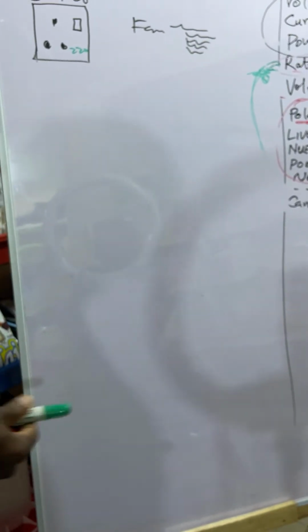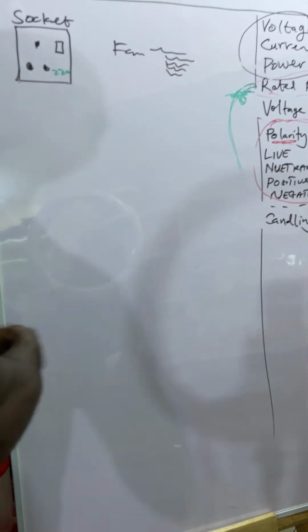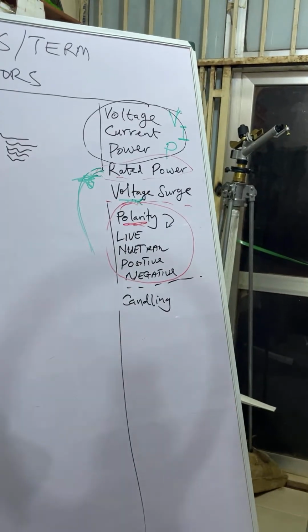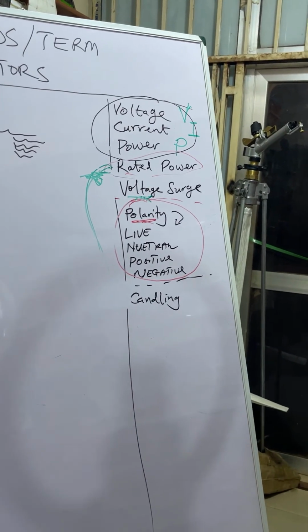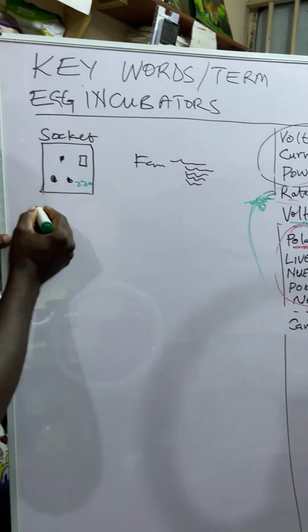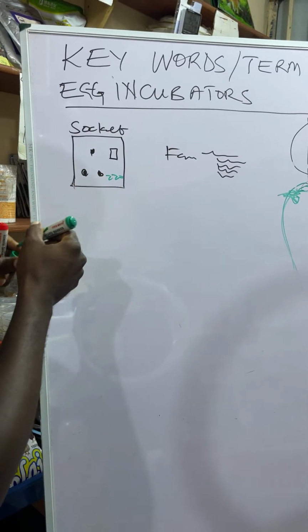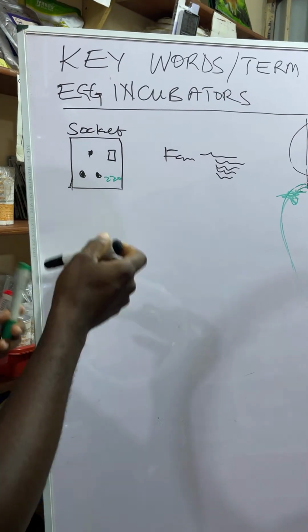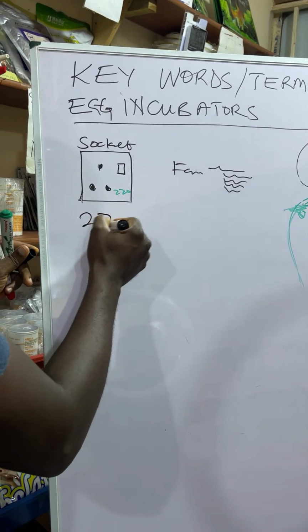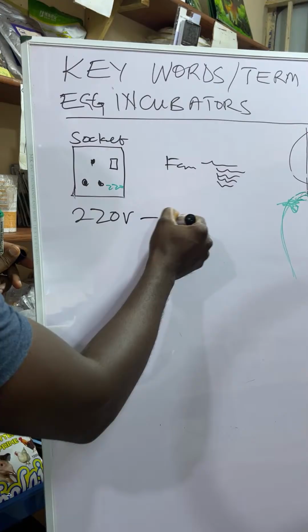Okay, now let's talk about power surge. So power surge, remember we said the socket here is going, and the voltage coming from here is what? It's what? 220. 220 volts to what? 240.